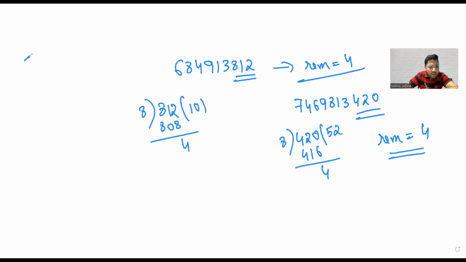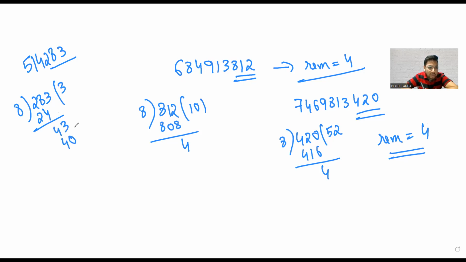Let's take a final example. 514283. We'll take an easy one. So 283 when divided by 8, let's do it step by step. 24, it will be 3, 43. So 40, it will be 5. We'll be getting what? The remainder is 3. So when 514283 is getting divided by 8, the remainder will be coming as 3.